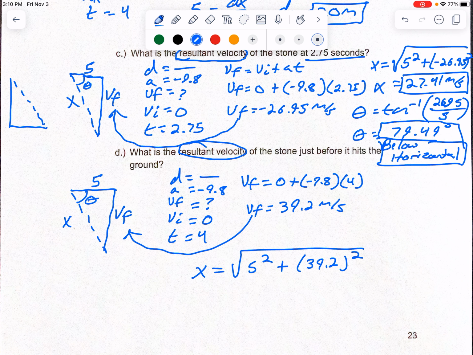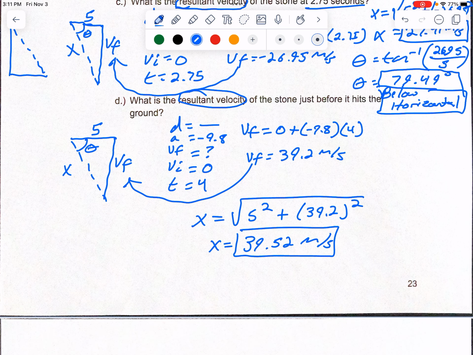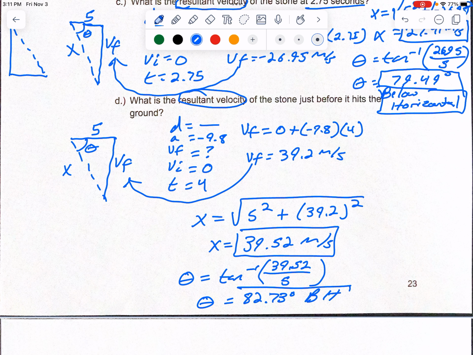Okay, I'm going to square root all that, and you should get a resultant value of 39.52 meters per second. Okay, so there is your magnitude. So we're going to find our angle. We're going to do inverse tangent of opposite, which is 39.52, over adjacent, which is 5. And you're going to get an angle of 82.73 degrees below the horizontal.